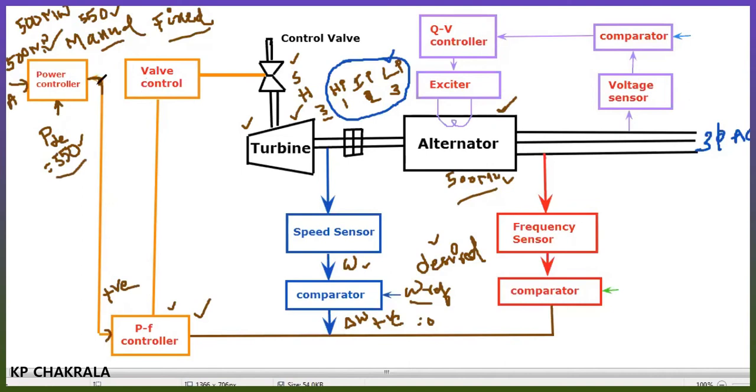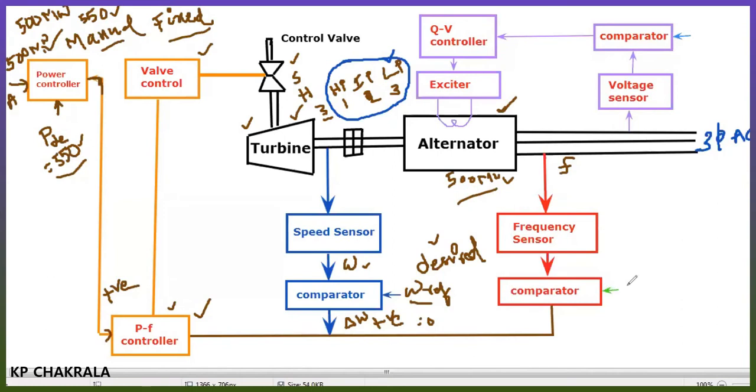It is the manual control operation and it is the automatic load frequency control operation. Another one is the frequency sensor. Here the frequency sensor will sense the frequency of the generated supply. The frequency will be measured by the frequency sensor, and here the comparator.